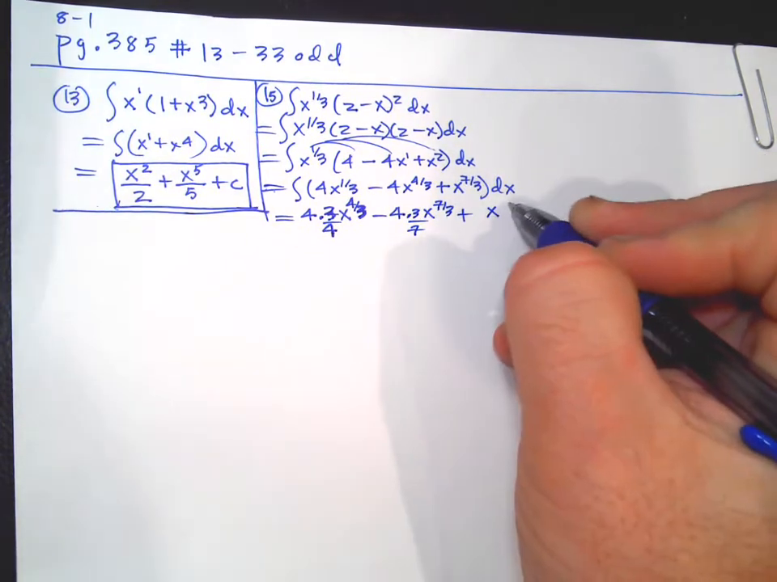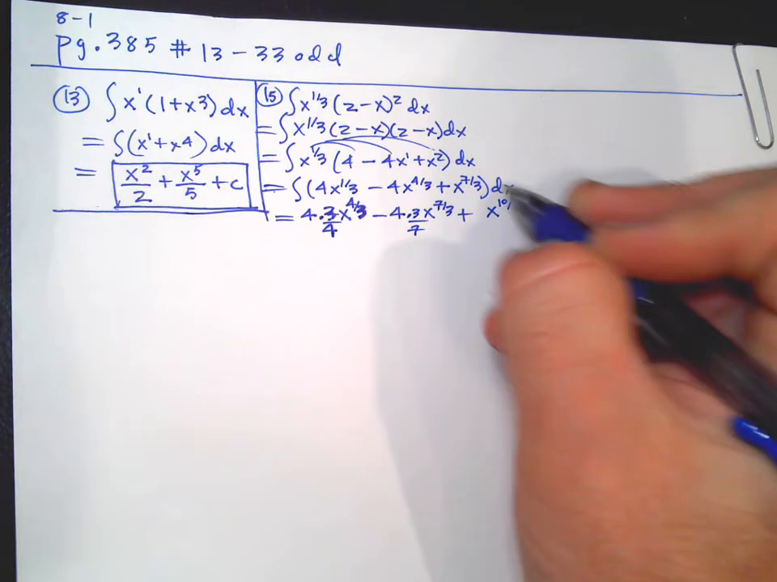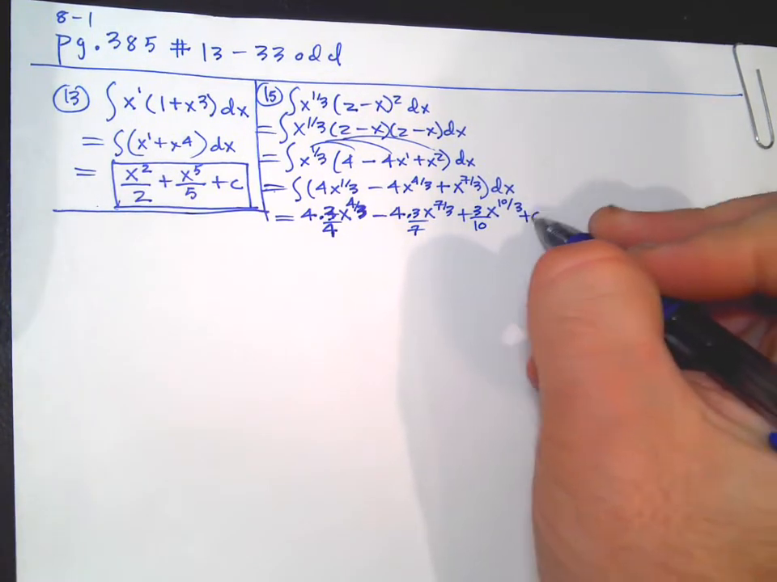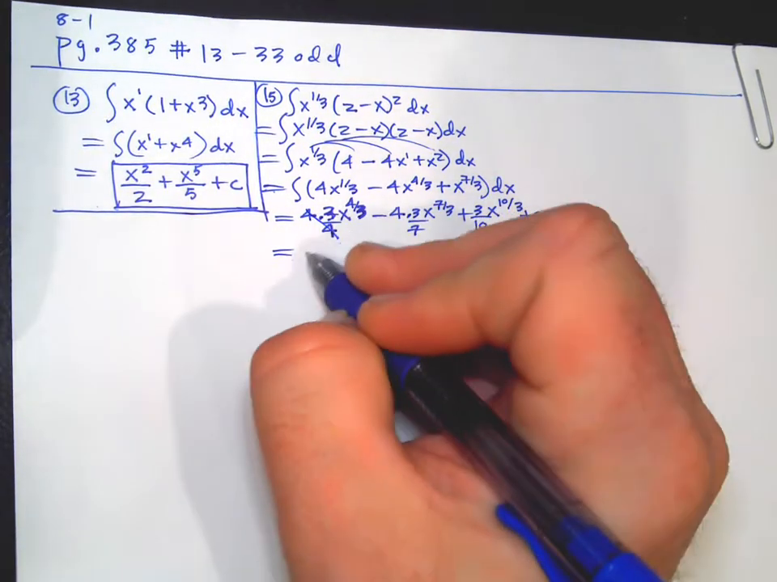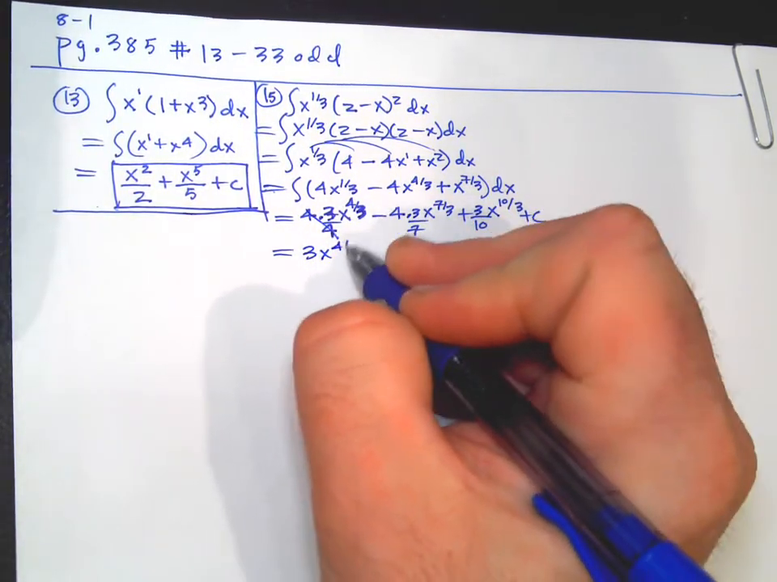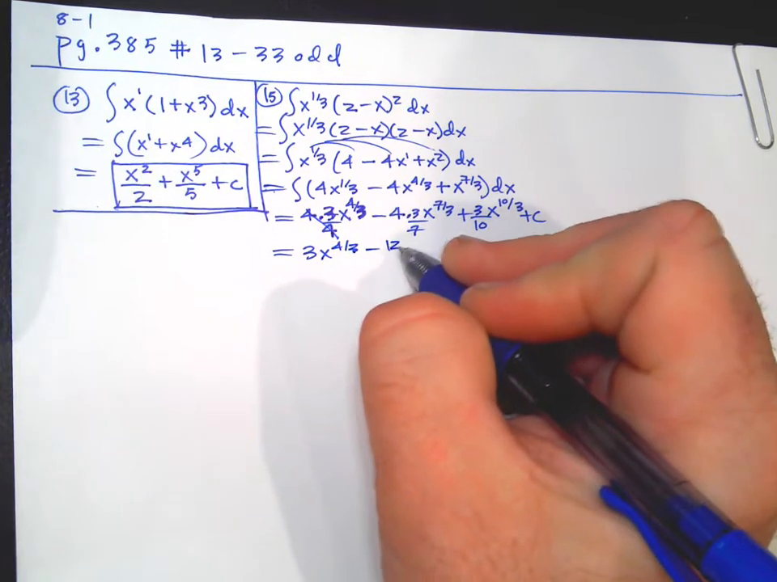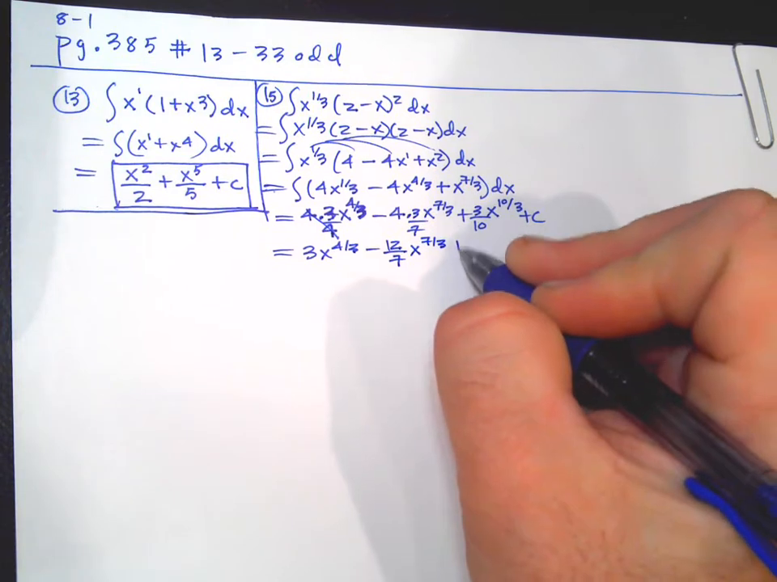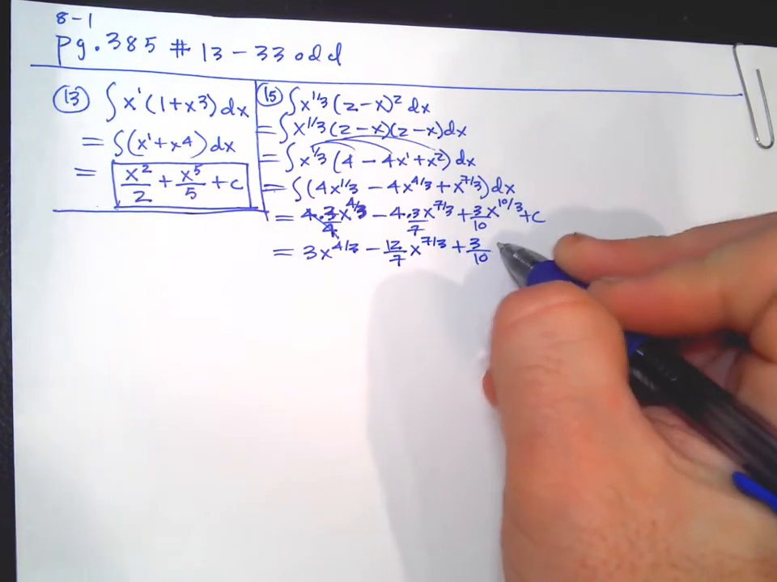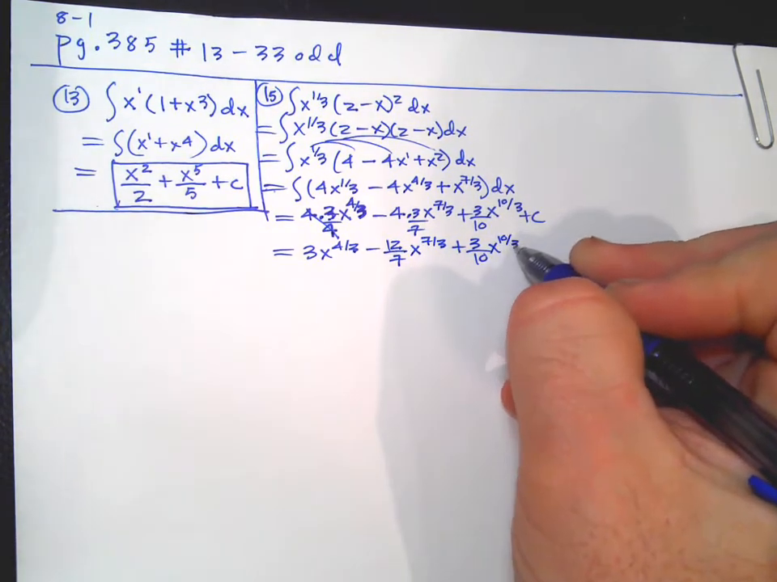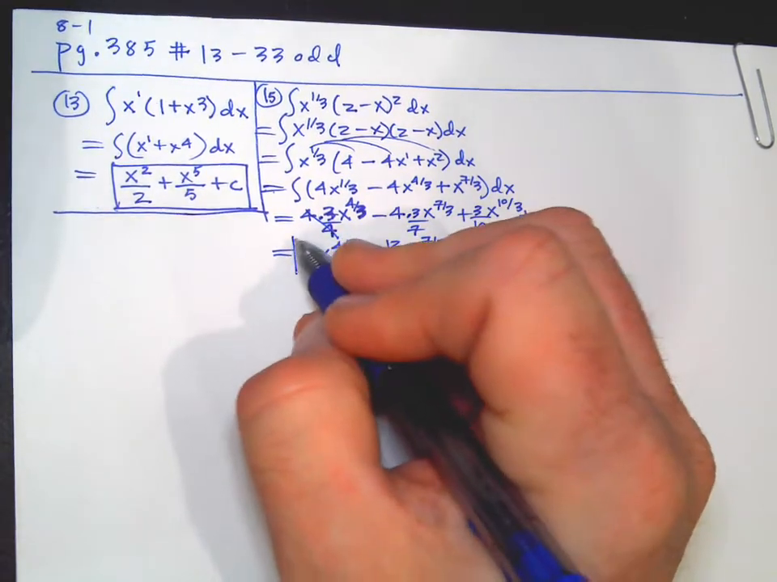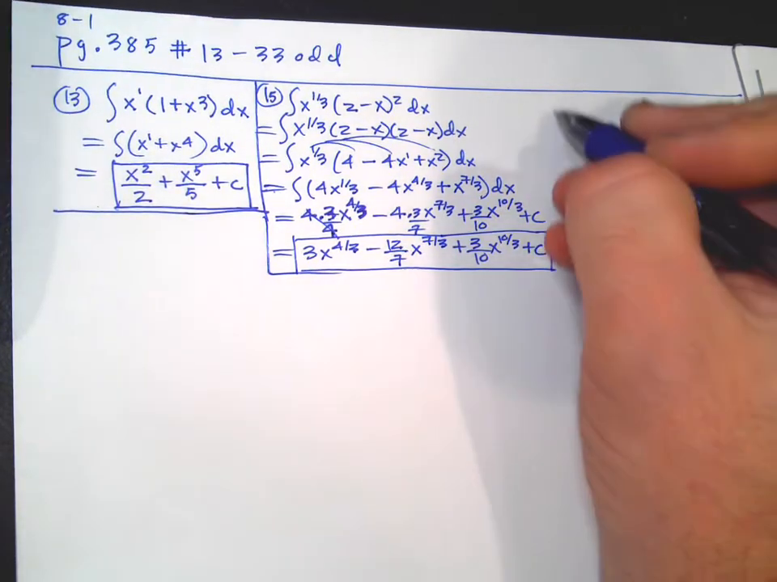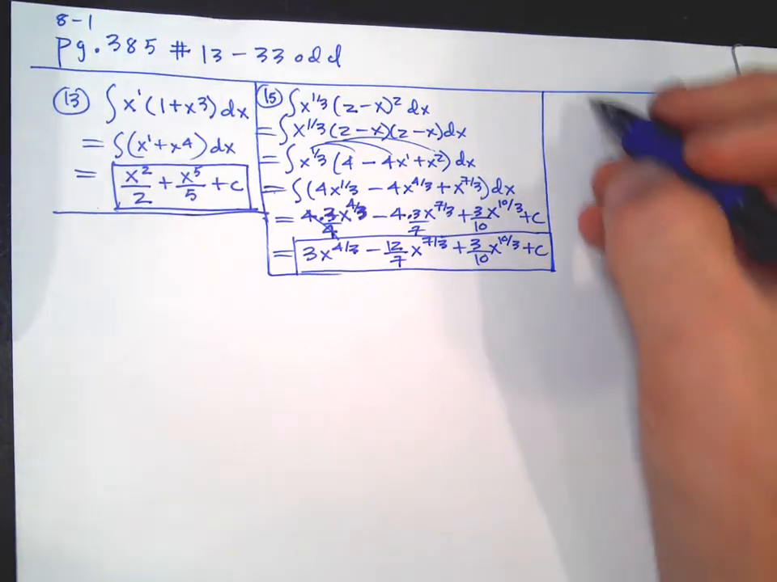Plus x to the 10/3, add 1, which is the same as 3/3, divide by the new exponent multiplied by the reciprocal. Now we're going to clean up for the final answer. We're going to get 3x to the 4/3 minus 12 sevenths x to the 7/3 plus 3/10 x to the 10/3 plus c. Okay, so that's 15.